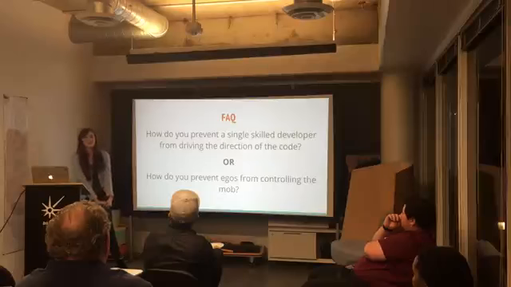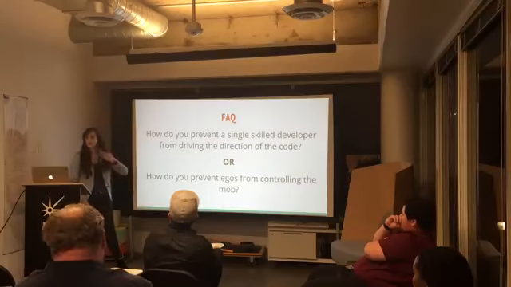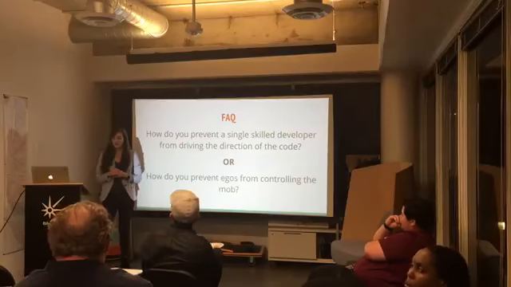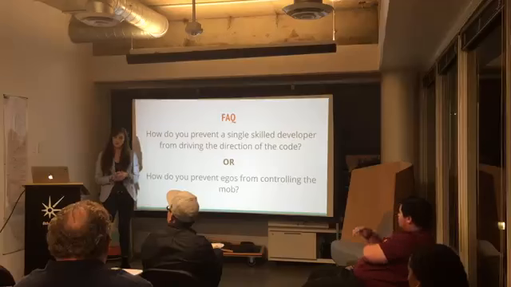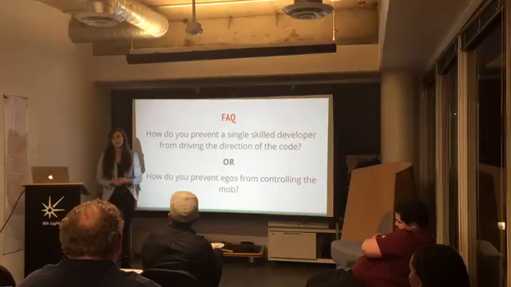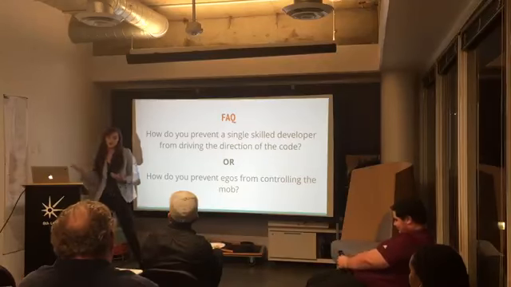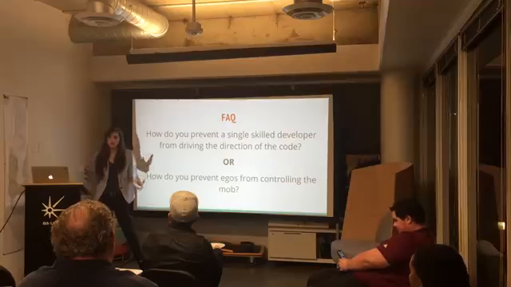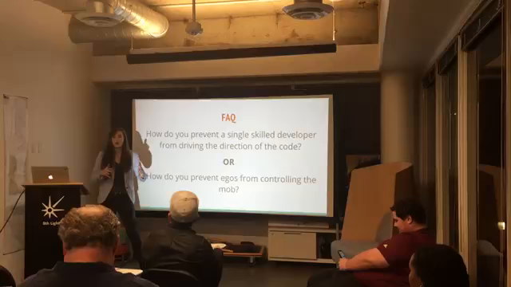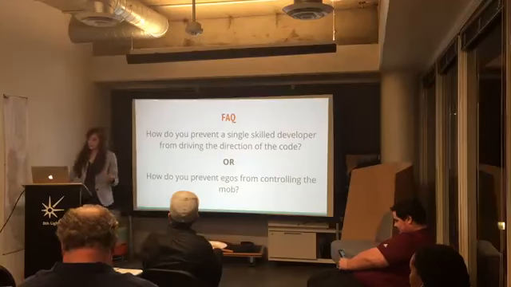So I get a lot of questions, so I thought I'd just do the most common ones I get, and if there's more afterwards, then we can go from there. But one of the common ones I get is, how do you prevent a single skilled developer from driving the direction of the code, or how do you prevent egos from controlling the direction of the mob? Because it can happen when you start mobbing, or if you have a senior developer working with a junior developer and the senior definitely knows where it should go, they know exactly the code, they've been with it for a while, they want to go this direction. How do you prevent that?